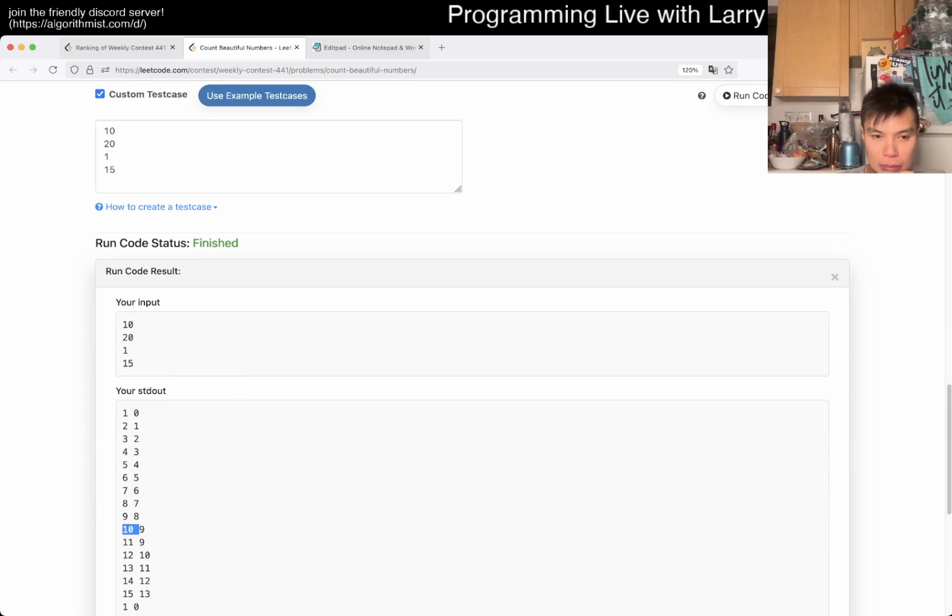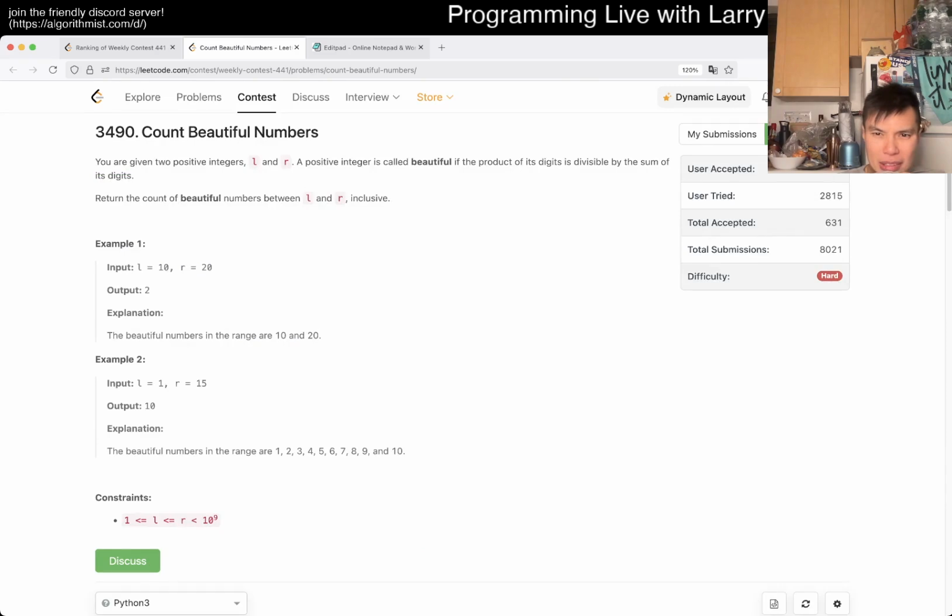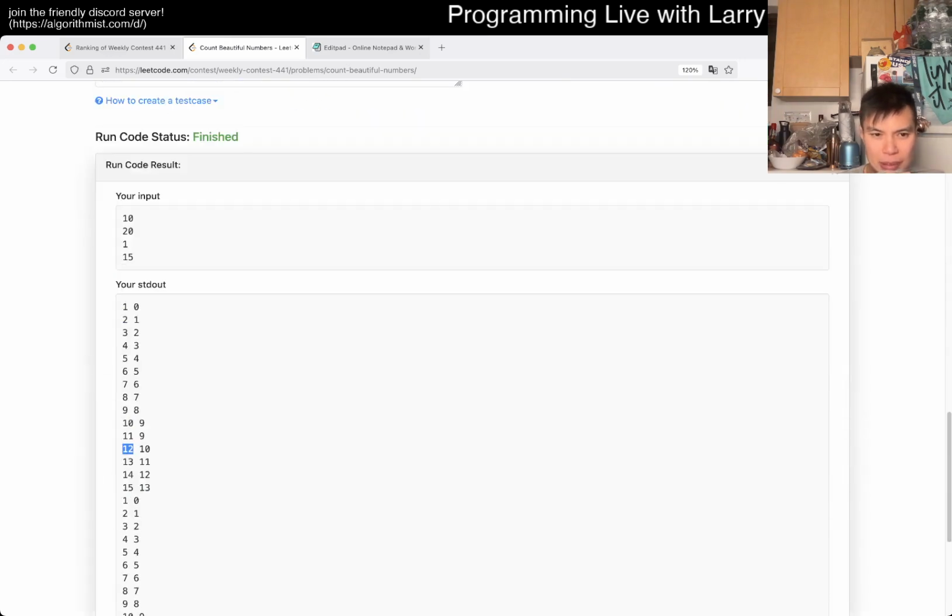10 should be good, but 11 is not, right? Which is refracted. 12 divided by 2 is... No, 12 divided by 3 is fine. Do I misunderstand this? Oh no, it's 2 divided by 3. I always forget. 2 divided by 3 is not right, so this is not right.